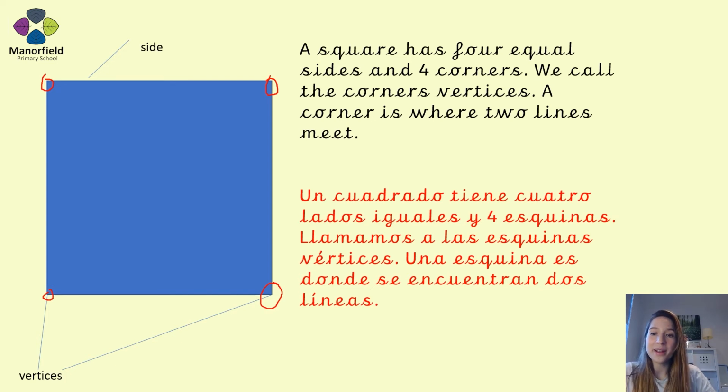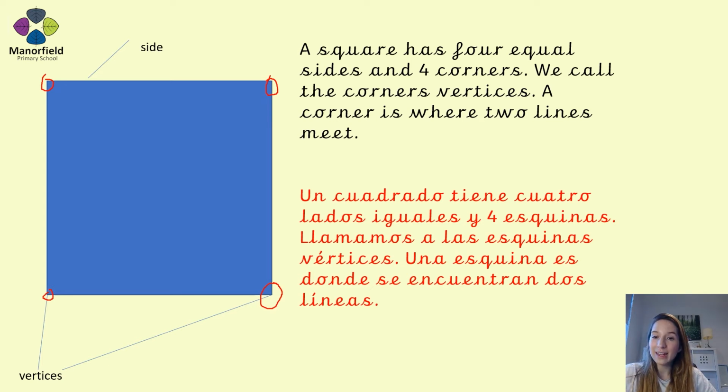In Spanish then, and I'll do this nice and slowly. So, un cuadrado, a square, has 4, remember the numbers, 1, 2, 3, 4, lados iguales. Iguales means the same. Y 4 esquinas. Esquinas are the corners. Llamamos a las esquinas vértices. So we call them vertices.